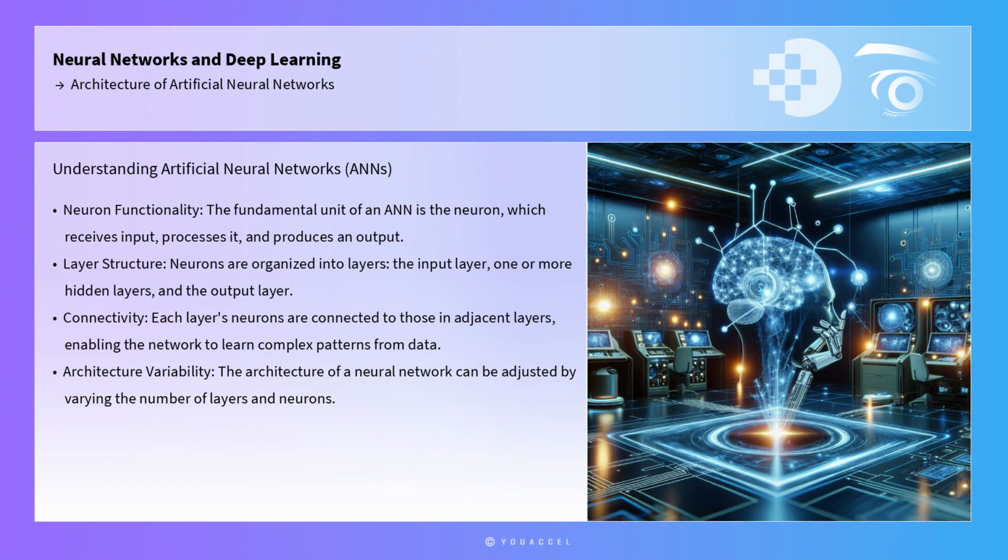The fundamental unit of an ANN is the neuron, which receives input, processes it, and produces an output. Neurons are organized into layers: the input layer, one or more hidden layers, and the output layer. Each layer's neurons are connected to those in adjacent layers, enabling the network to learn complex patterns from data. The architecture of a neural network can be adjusted by varying the number of layers and neurons, which in turn affects the network's capacity to learn and generalize from data.